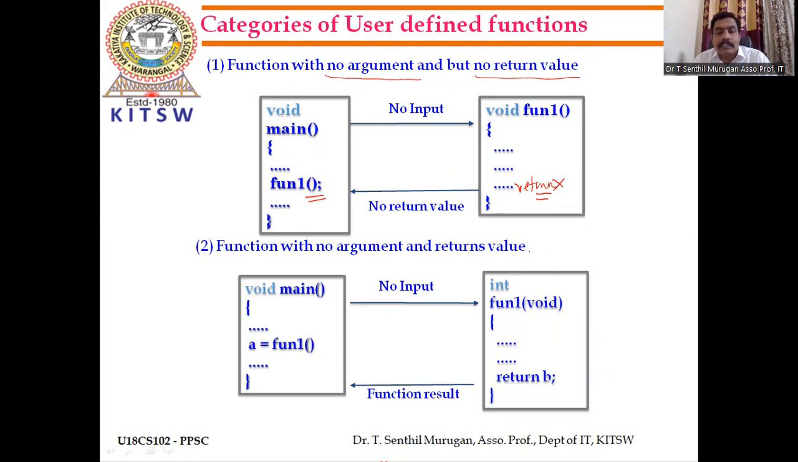The second category is a function with no arguments and with return values. Here there is no argument, but it will return some value. We call the function and it returns a value that will be stored in A. So no input is given to the function, but after performing, the function returns some value. In the example, the value B is returned, and that B value will be assigned to A.